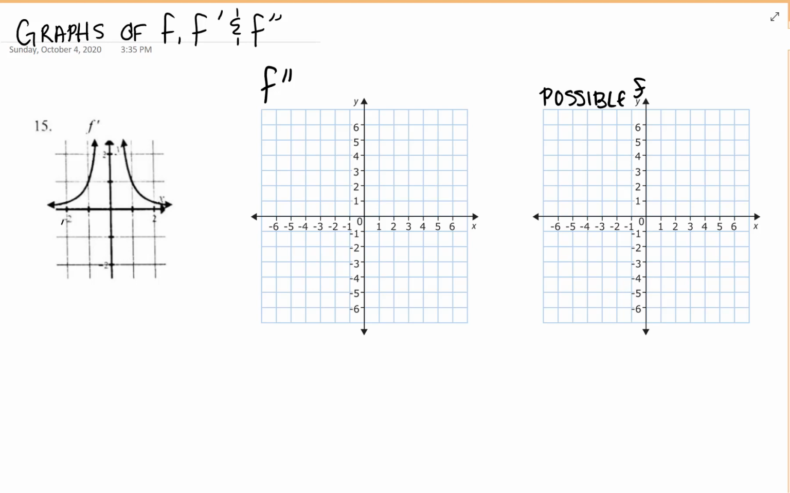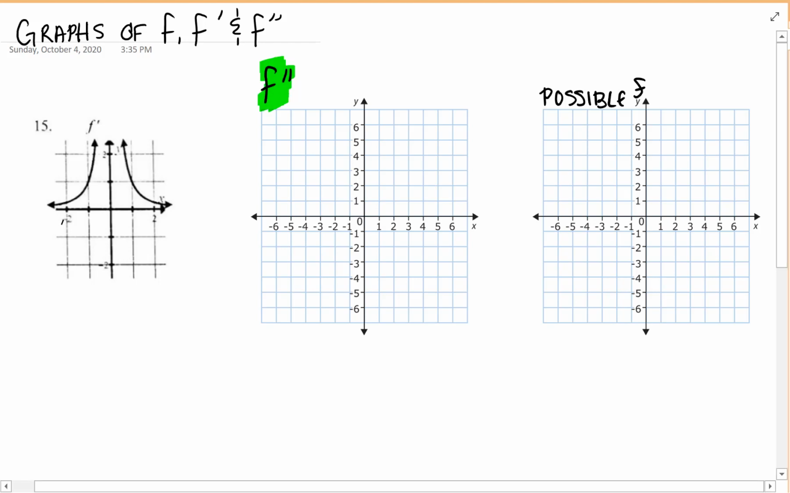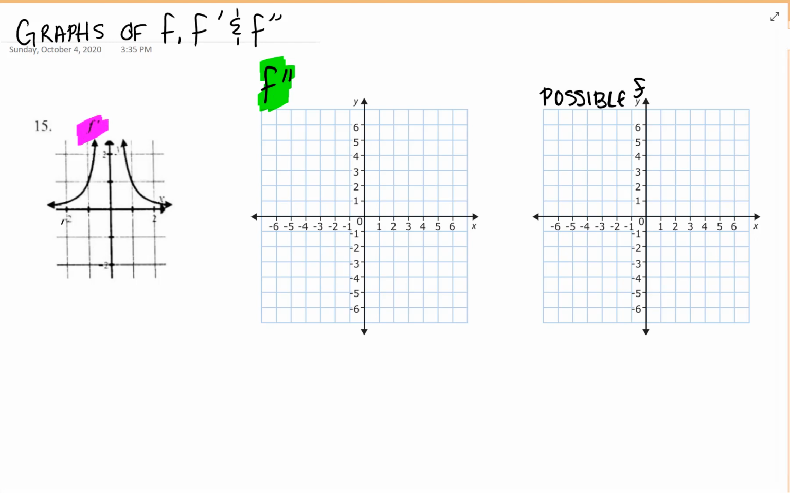Today we're going to cover a few examples. Given the graph of f prime, can we sketch f prime prime? And then looking at f prime and f prime prime, can we get a possible sketch of what f could have been? The second derivative is the slope of the first derivative. So I'm going to look for any time we have a slope of 0.